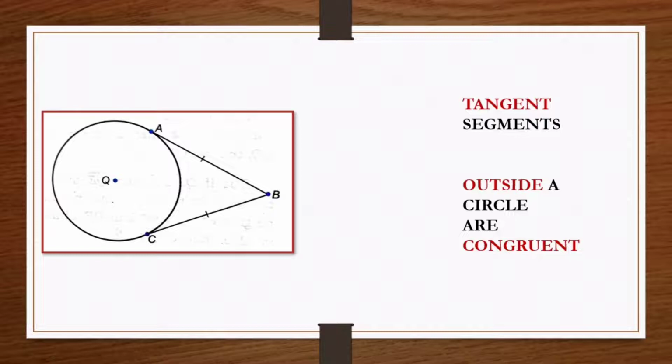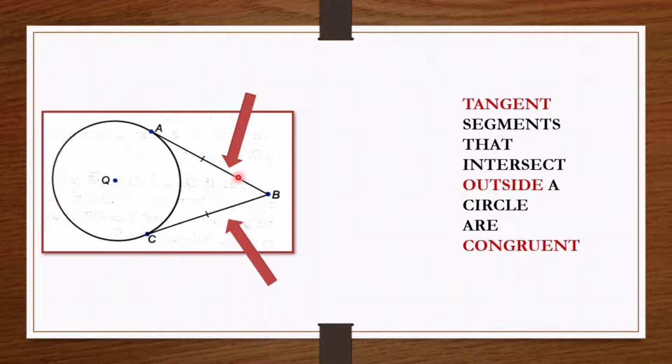So, in the given figure, remember that tangent segments that intersect outside a circle are congruent. So, how do we analyze this one? We have here segment AB and segment CB meet at point B. So look at these two segments. These are the tangent segments that intersect outside a circle.